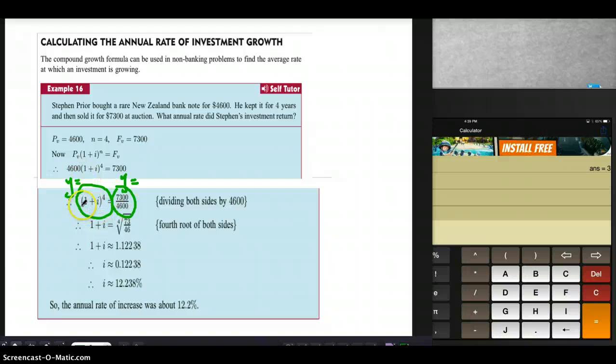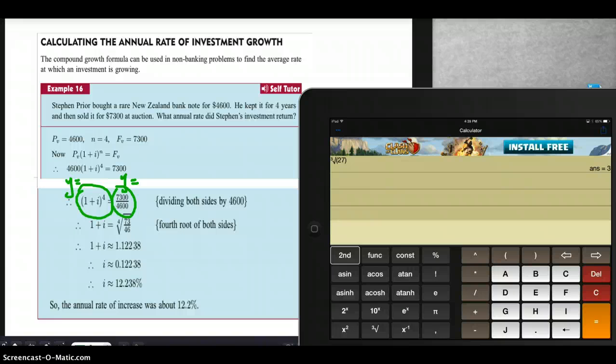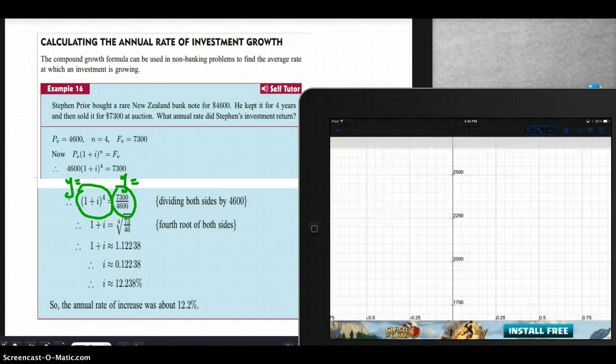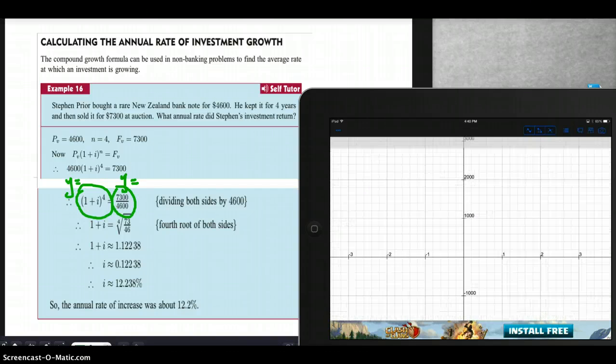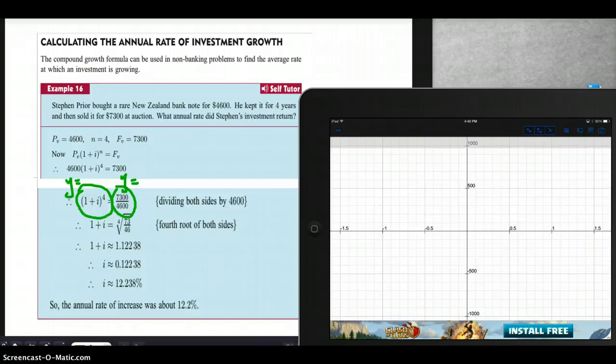Y equals parenthesis 1 plus I to the power 4, and y equals 7,300 over 4,600. So what this means is we're going to solve this graphically. We're going to use our 2D grapher. We're going to come on in here, and we're going to add an equation.